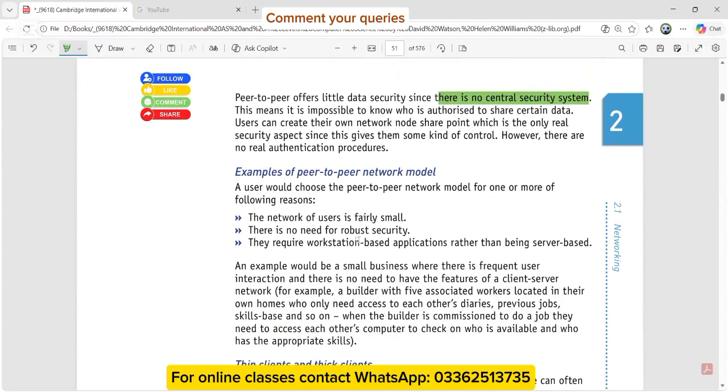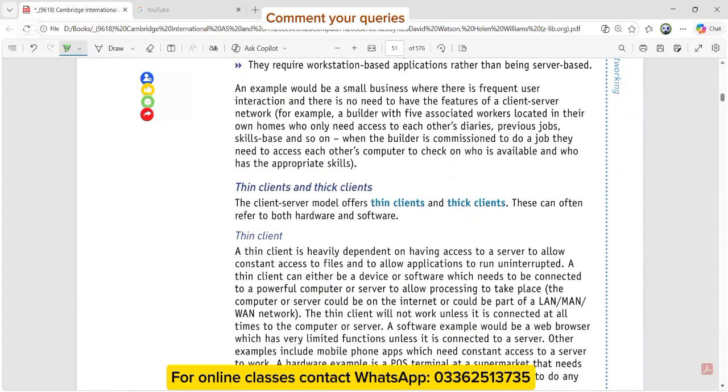Examples: the network of users is fairly small. There is no need for robust security. They require workstation-based applications rather than server-based applications. Again, a repetition, so I'm just moving ahead to the next term, that is thin client and thick client.